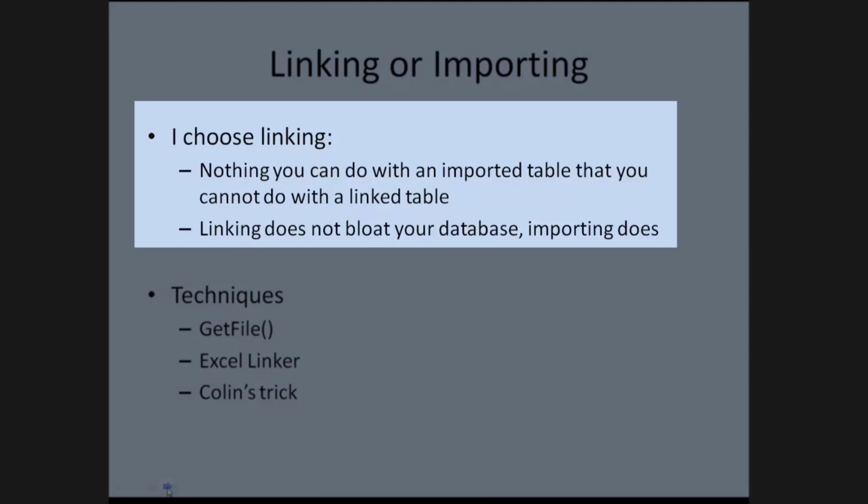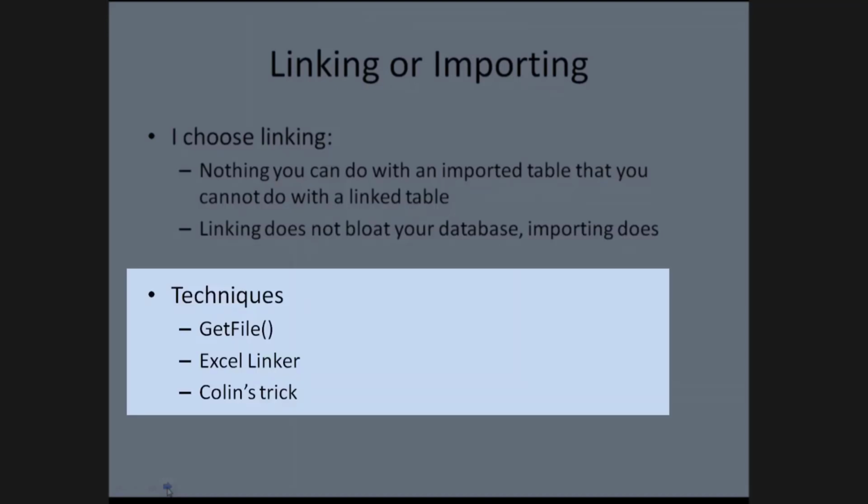So I prefer to just link the data initially, and then I work with it as a linked table rather than as a source table. Things I use to get that file linked is a little simple procedure called get file, which is really just calls the file dialog. I wrote an Excel linker app, and then we'll talk about Colin's trick as well, because I really think that could significantly change the way I do business with Excel moving forward in the future.